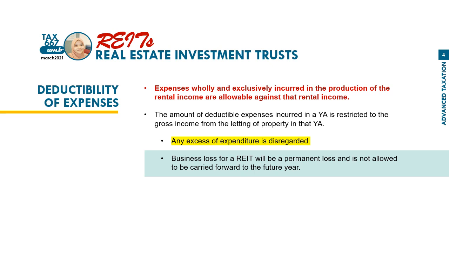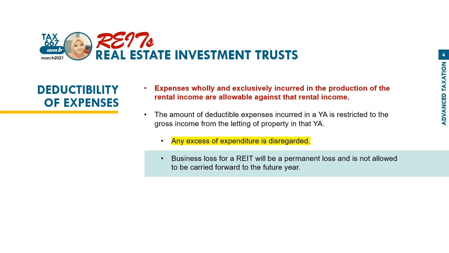Okay, so nampak kat situ I highlight any excess of expenditure is disregarded. What do we mean by disregarded? Disregarded means we are going to ignore the excess. Kiranya kalau kita ada expenses more than income untuk tahun tu, kita akan incur loss. The business loss will be a permanent loss and is not allowed to be carried forward to the future year. So this one adalah different nombor 2.